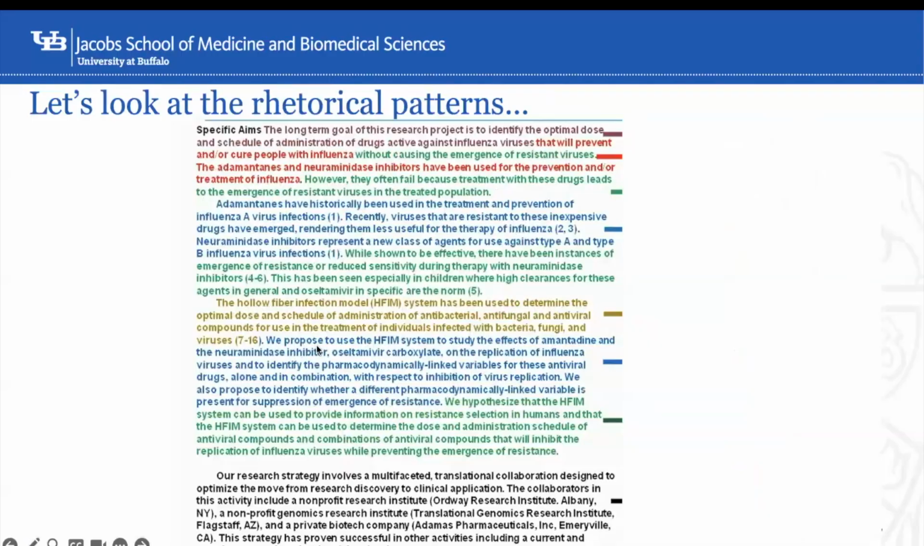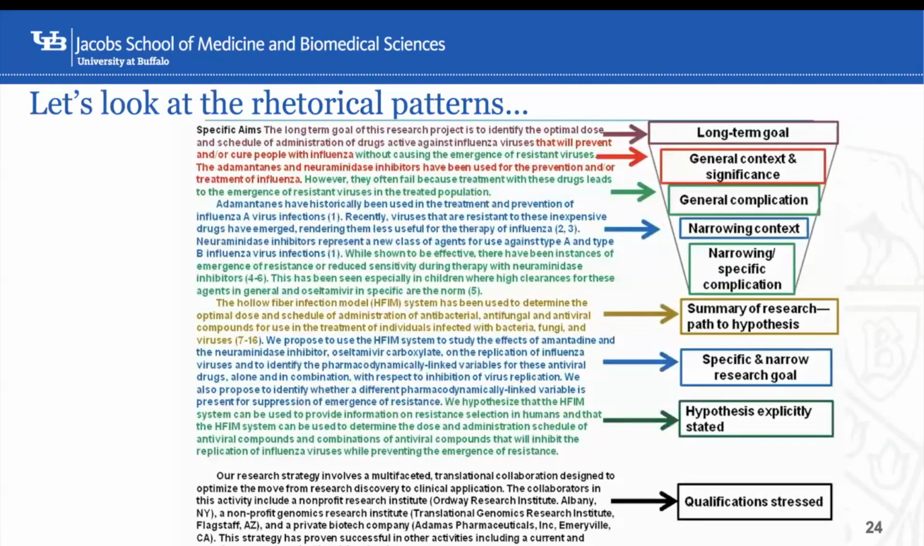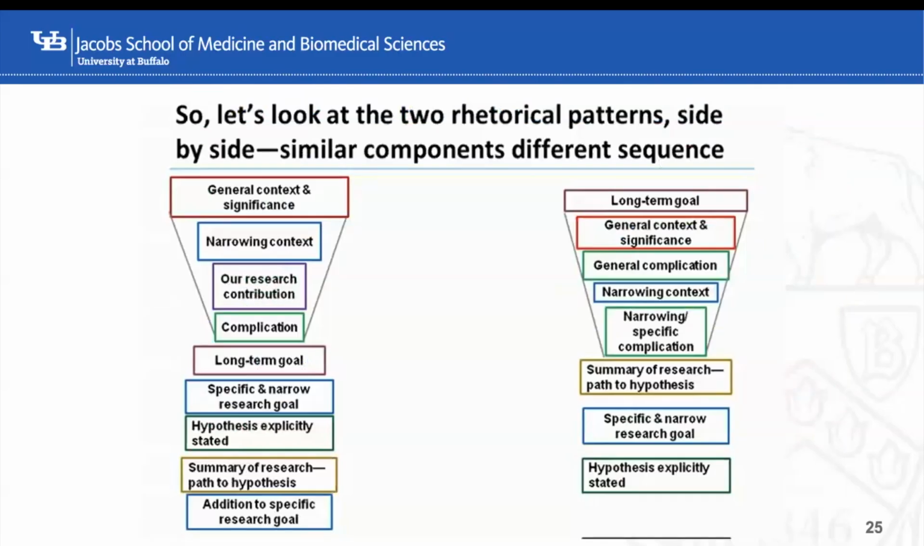This is a second one. I'm not going to make you read it, but I'm going to highlight here that there are also patterns. There are elements, right? This one starts with a long-term goal, general context, general complication or knowledge gap. They narrow the context, they narrow that complication. They talk about their research and the path to the hypothesis, and that brings it back down to the hypothesis. So when we look at these side by side, these are both successful R01 Aims pages.